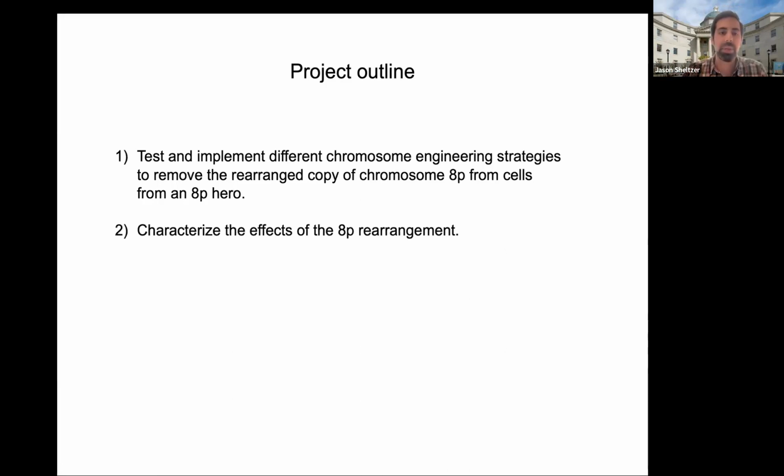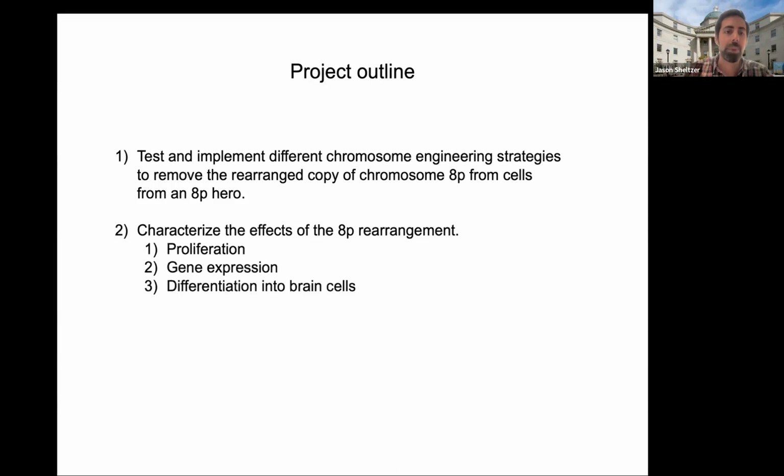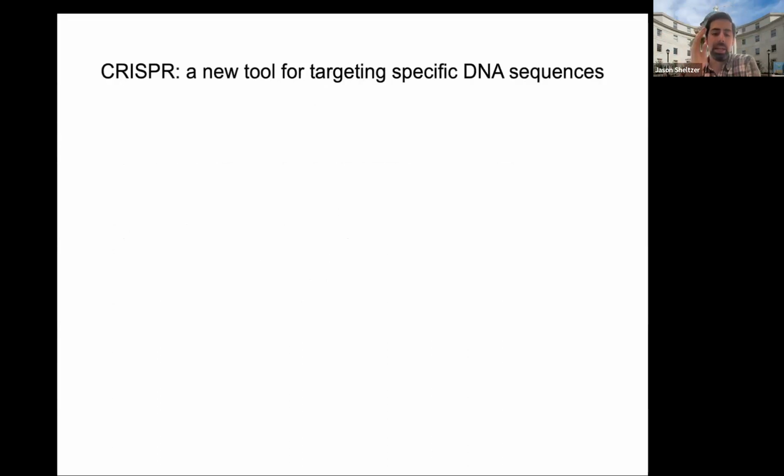And then once we have generated those matched populations of cells that either have the 8p rearrangement or that have two normal copies of chromosome 8, we want to characterize the effects of that 8p rearrangement by studying cell proliferation, by studying gene expression, and by differentiating these cells to form brain cells or neurons, again, in a Petri dish, to learn about how the 8p rearrangements are affecting cell biology. And I'm going to tell you about some of what we've done so far and some of what we've planned.